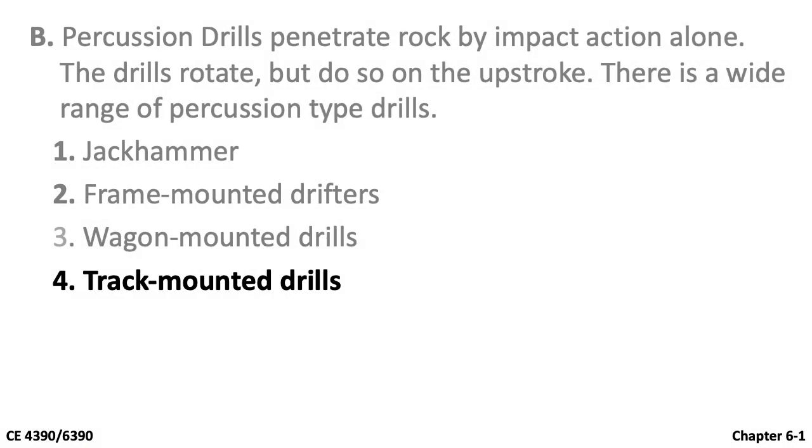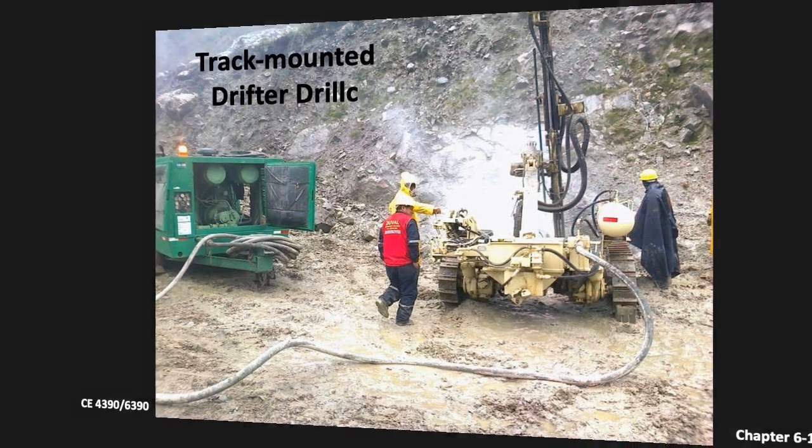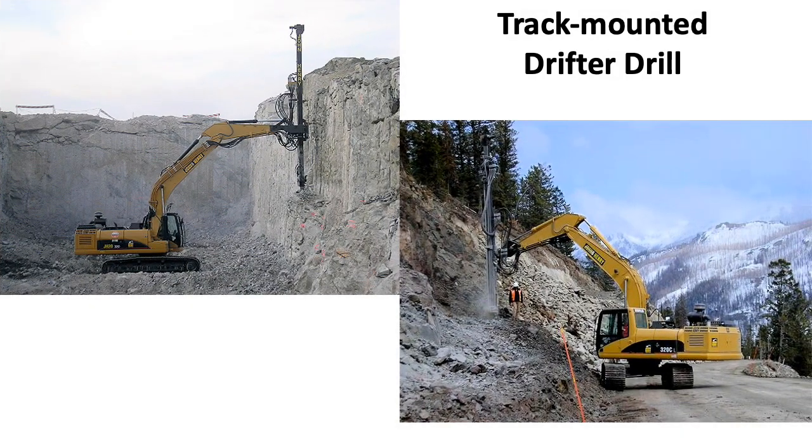Finally, track-mounted drills are also a common type of percussion drill. Track drills are typically large drifter drills. They are mounted on a track crawler. This helps the vehicle to move by itself. The track enables the equipment to access sites with poor conditions. Drills can be attached to a hydraulic excavator when extended reach is needed.